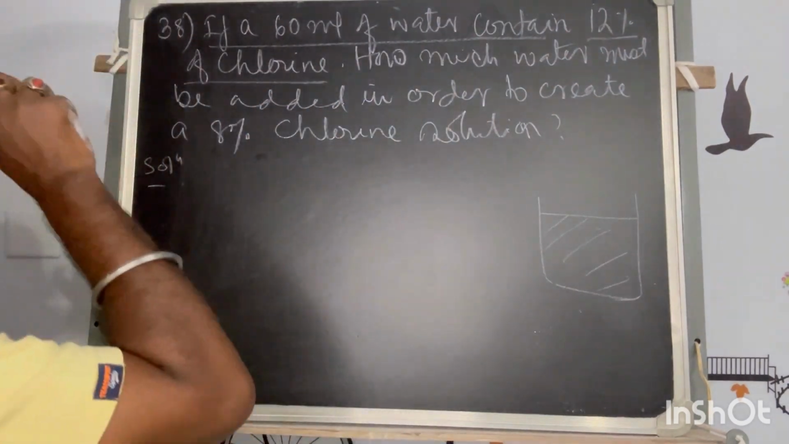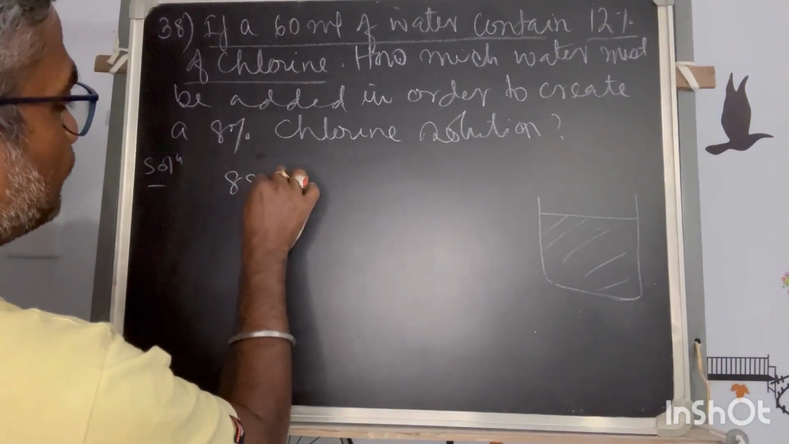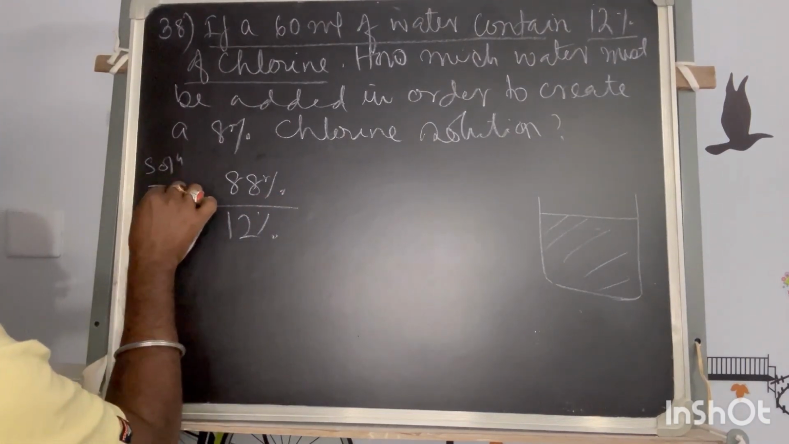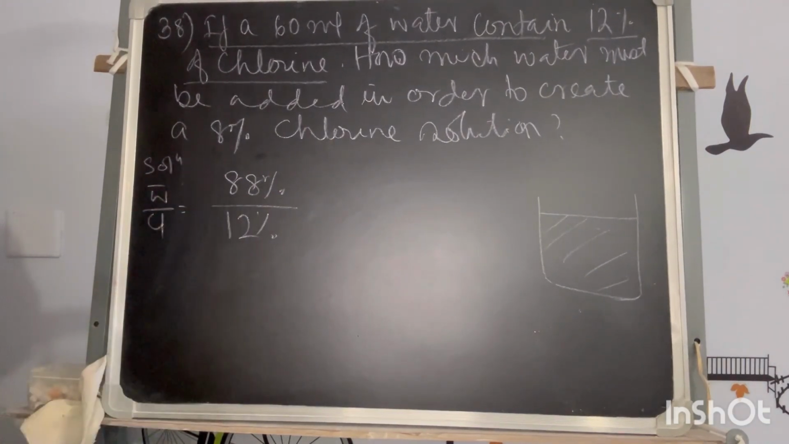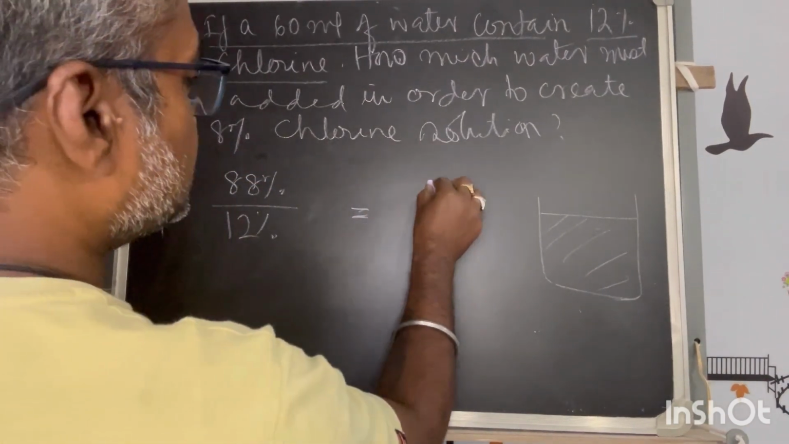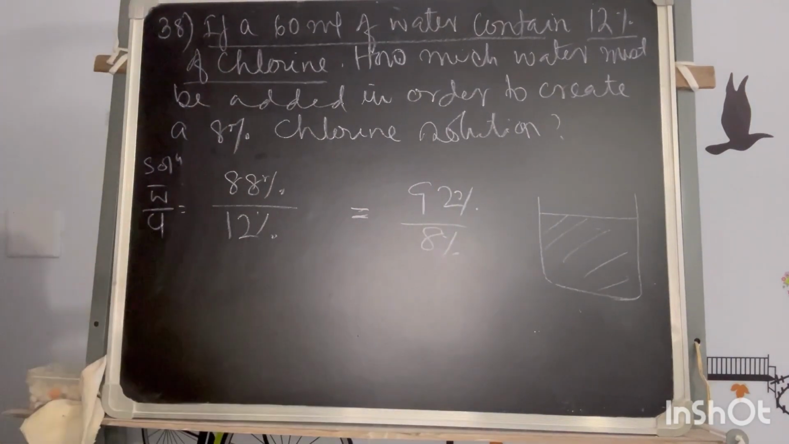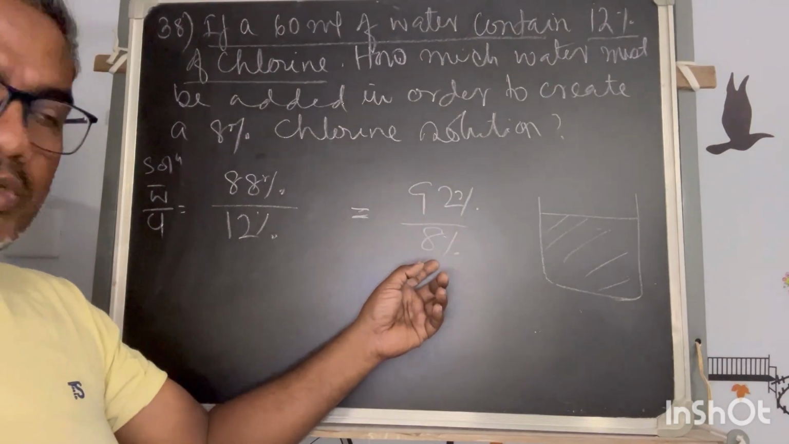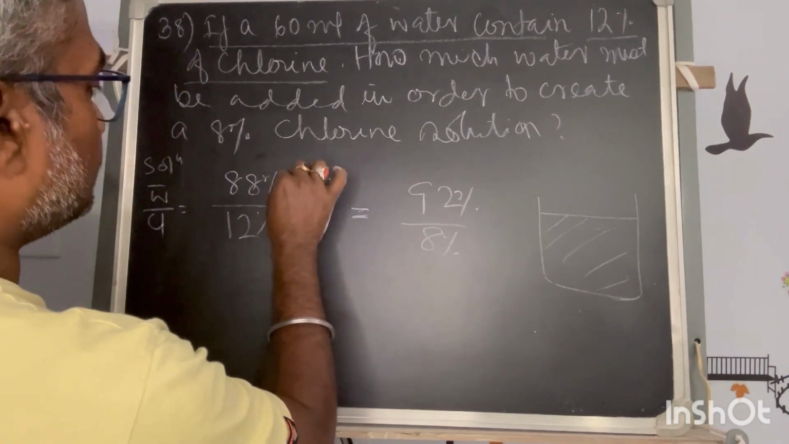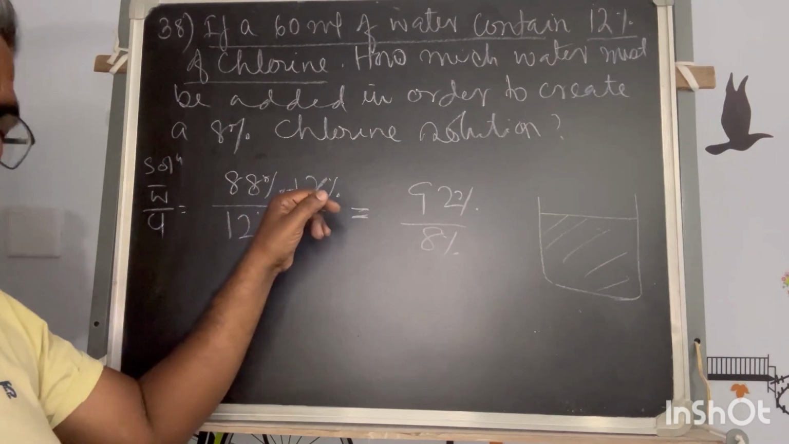So the first thing is, initially what is your water percentage? 88% of water and 12% of chlorine. So I am talking about water to chlorine. Understand, this is the case. Now in the second case you are converting to 8% of chlorine. So that means 92% of water and 8% of chlorine. So now you are adding water, let's say X percentage. Now we are talking all in percentage, so I have taken this as X percentage.